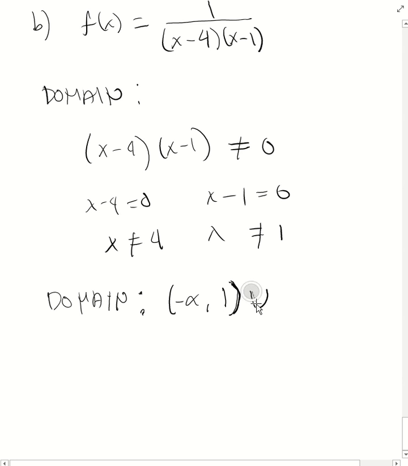So this is a set. Union means it's included in the set. Then after that is from 1, but 1 is not included, up to 4, and 4 is also not included. Then union again from 4, not included, up to positive infinity. So this is a fancy way of writing the domain.